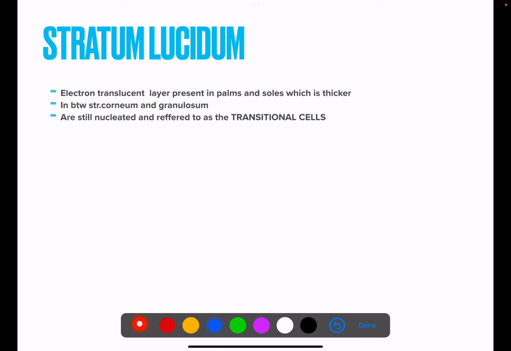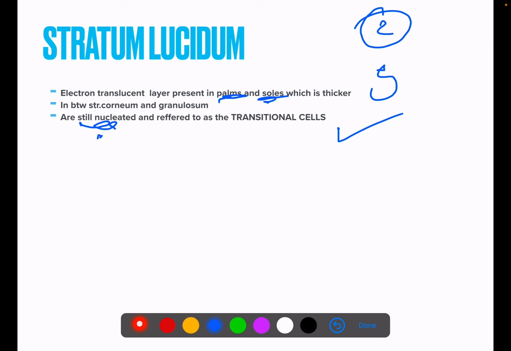Stratum lucidum is an electron translucent layer present in palms and soles only, which is thicker, between the stratum corneum and granulosum. The cells are still nucleated and referred to as transitional cells, because the layers in the corneum are anucleated. After this, the nucleus will be lost.